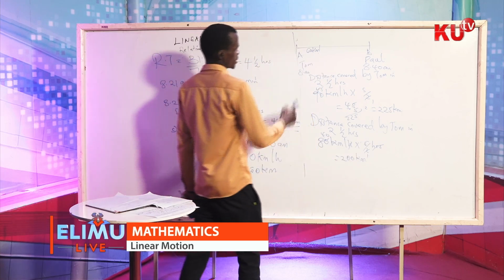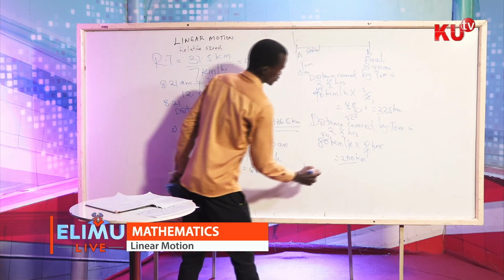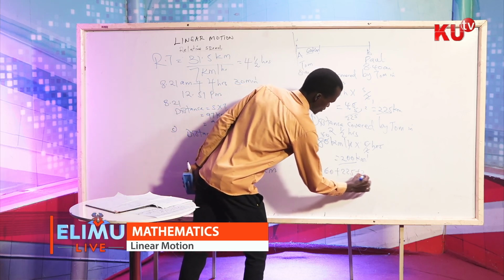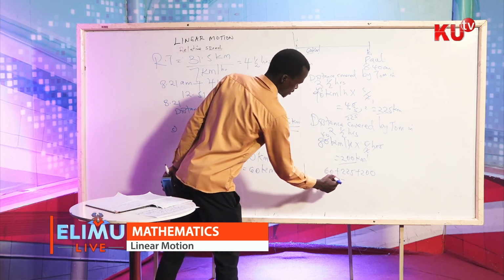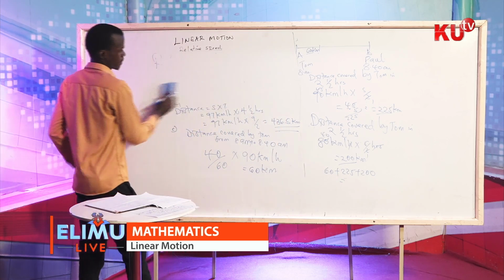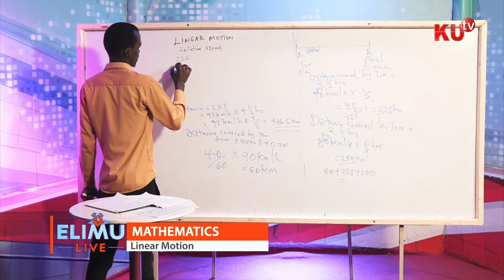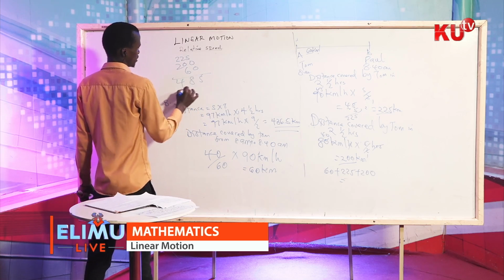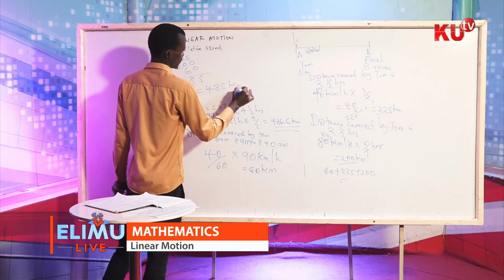So the total distance from town A to town B will add 60 plus 225 plus 200. That is 225 plus 200 plus 60 to give us 485. So the distance between town A to town B is 485 kilometers.